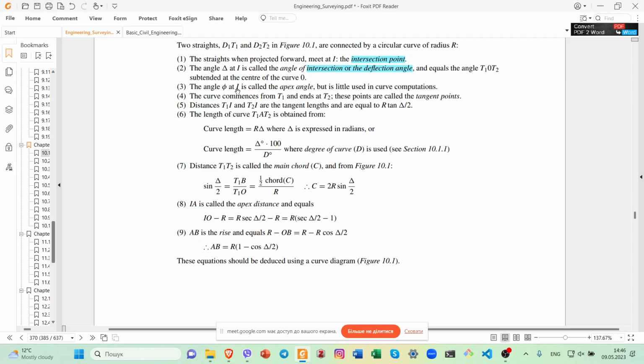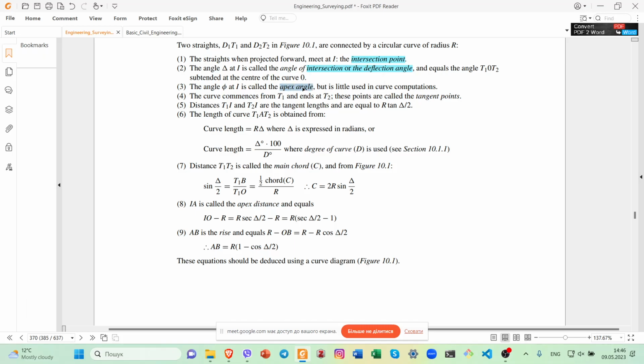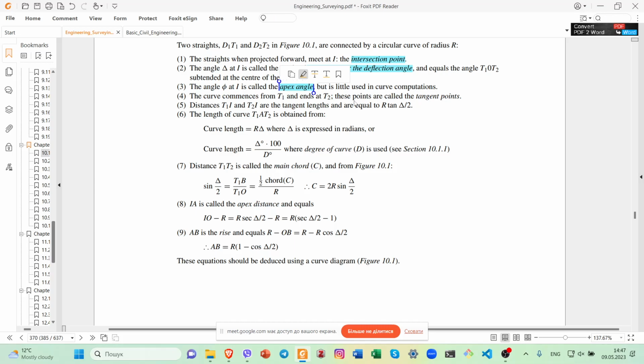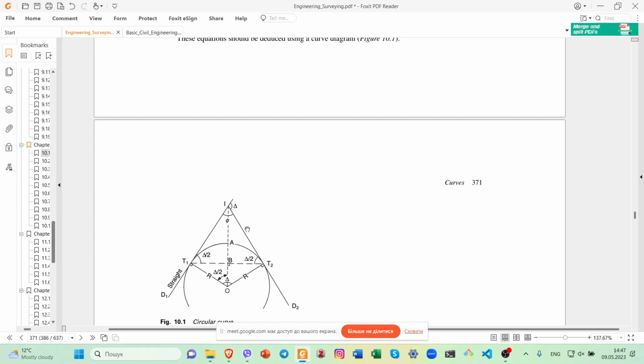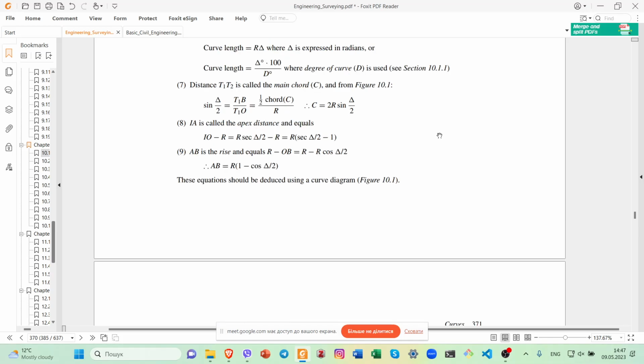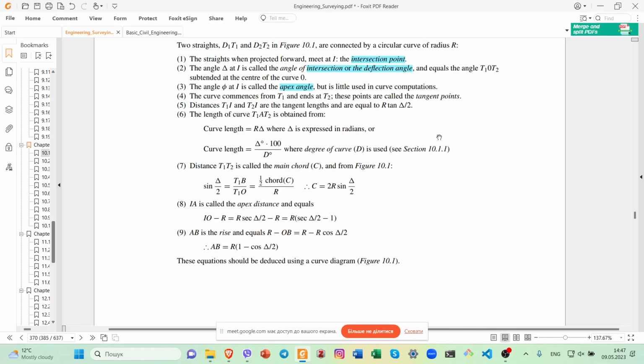The angle phi at I is called the apex angle, but this is little used in curve computations. The curve commences from T1 and ends at T2. These points are called the tangent points.